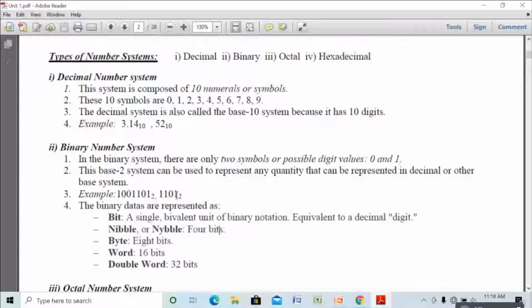Suppose a binary number has 4 digits, we call it a nibble because it consists of 4 bits. If a binary number consists of 8 bits, we call it a byte. Then 16 bits means a word, and 32 bits means a double word.